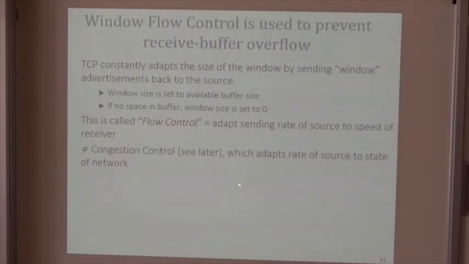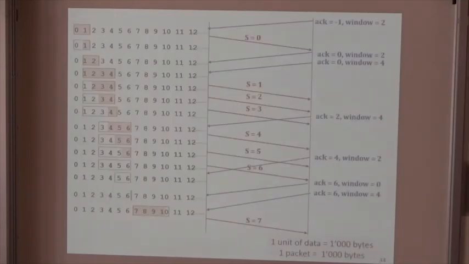So the flow control mechanism of TCP is called the window field. The window field is the field that is sent by a receiver to a source to indicate what is the size of the sliding window that this sender can use. Before, we had a sliding window of fixed size 4.